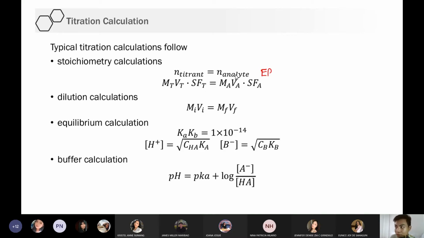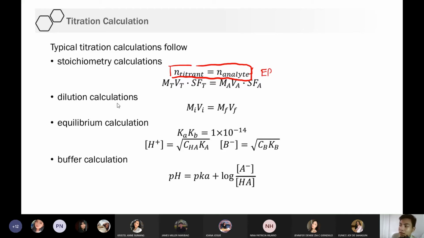How to solve for the moles of analyte? That is the molarity of analyte times the volume of analyte times its stoichiometric factor or the stoichiometric coefficient. Okay? So, basically, basta alam nyo to, okay na kayo. So, mole titrant equals mole analyte. Okay? So, this is the condition at equivalence point. No? Okay, so how do you solve for the moles? Molarity times volume times the coefficient sa balance equation. For monoprotic acid base, 1 lang yung coefficient.